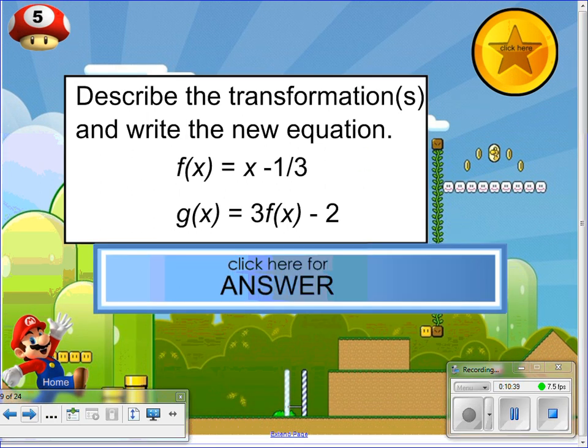Looking at 5, it says describe the transformations and then write the new equation. So again, we want to do both. We want to describe them, and then we want to write our new transformation. So again, we have 2 transformations that are happening here. We have a vertical stretch of 3. The number's on the outside. It's a number greater than 1, so we know that that's vertical and that it's a stretch. So we have a vertical stretch.